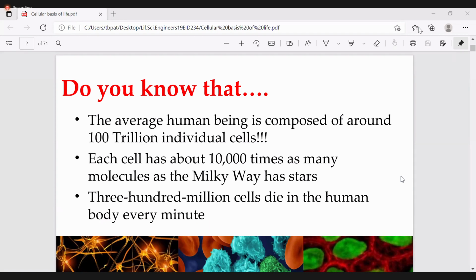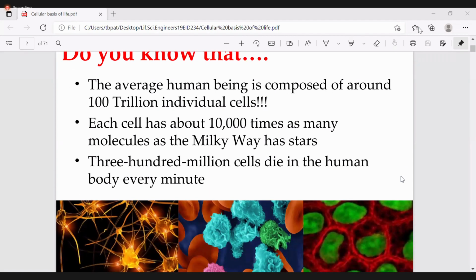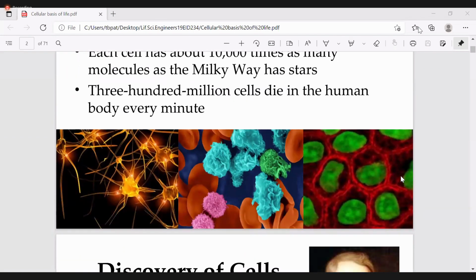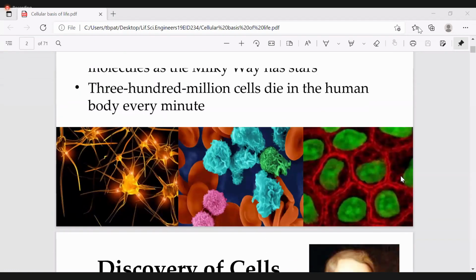But these dead cells are surrounded by lysosomes, just like a burial ground. The lysosomes can lyse all these particular cells.